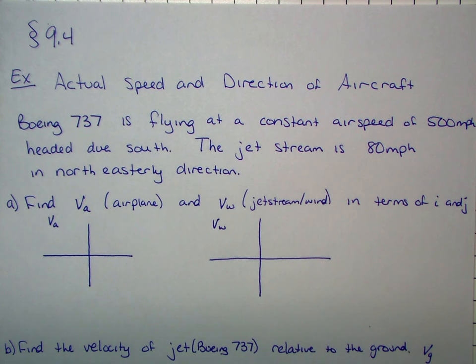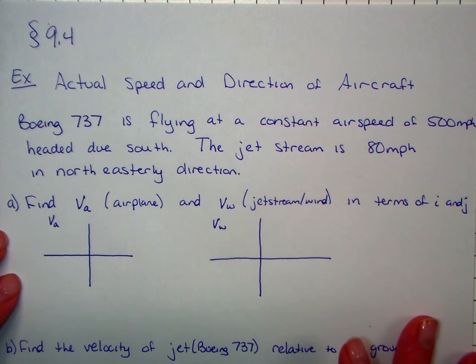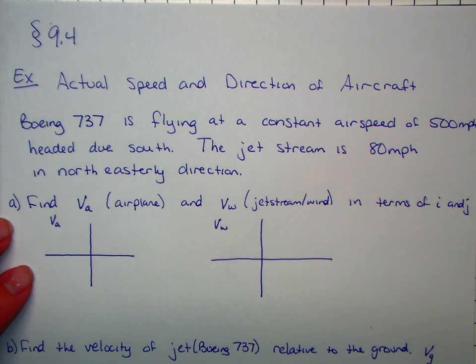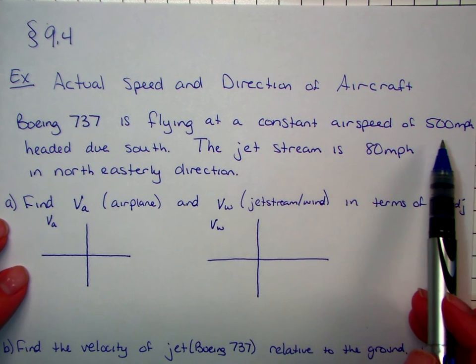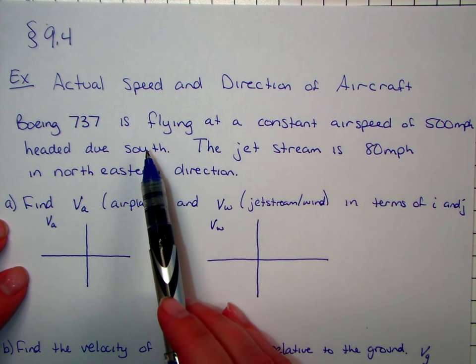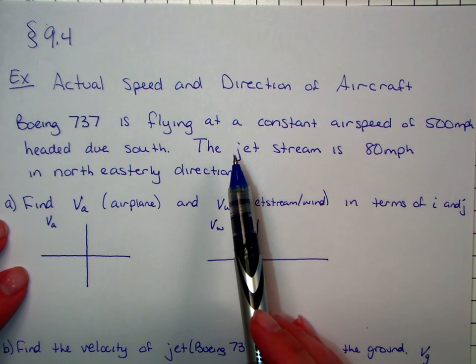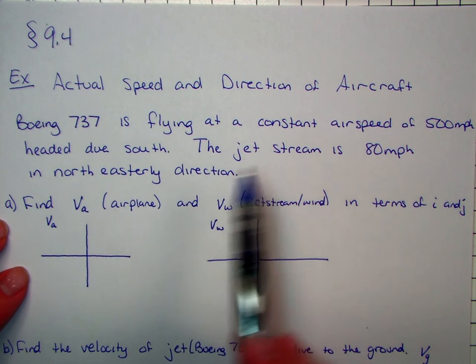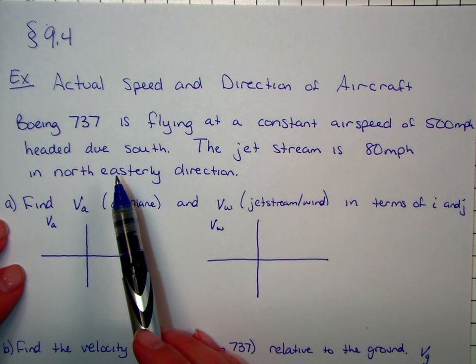All right, so one more word problem for this vector section 9.4. We want to look at how vectors are used to represent speeds and wind directions and how that would change the course of an airplane. A Boeing 737 is flying at a constant airspeed of 500 miles per hour, headed due south. And there's a jet stream blowing 80 miles per hour in a northeasterly direction.